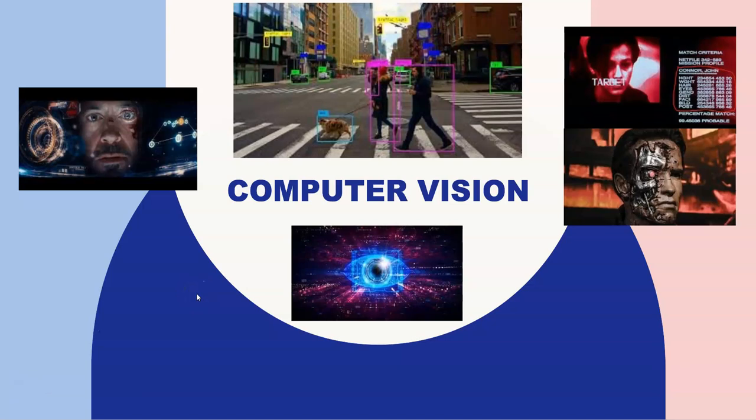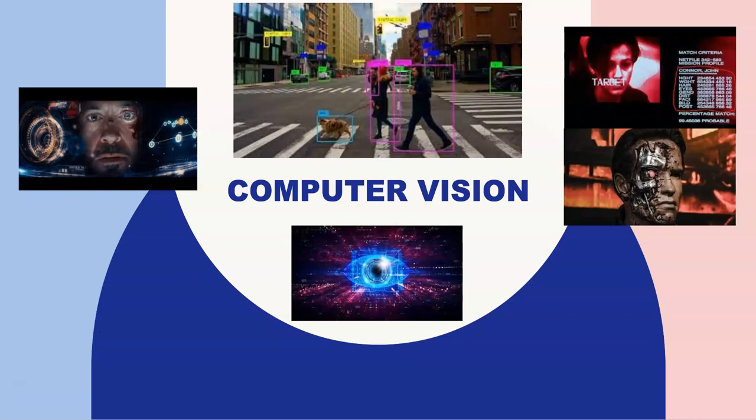Imagine a world where cars drive themselves, security cameras recognize faces instantly, and machines understand images better than ever before. This is not science fiction, this is computer vision. As you can see, computer vision is everywhere, from autonomous vehicles detecting objects on the road to AI-powered facial recognition systems straight out of movies.